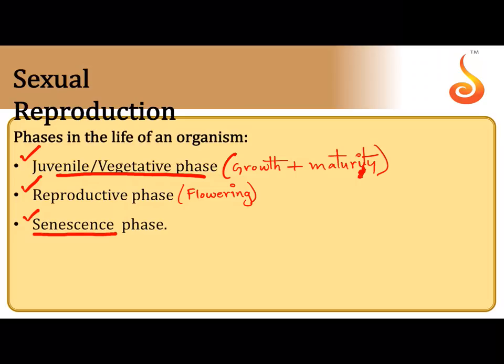Same thing applies to animals also. Now we go through childhood until we become sexually mature. That is called the juvenile phase. In animals it is called juvenile phase. In plants we use the word vegetative phase. Then when we become sexually mature, the adult reproductive life is called reproductive phase. And then our old age, we are in the senescent phase. So in sexual reproduction, we can classify the phases of life into three. That is juvenile, reproductive, and senescent.